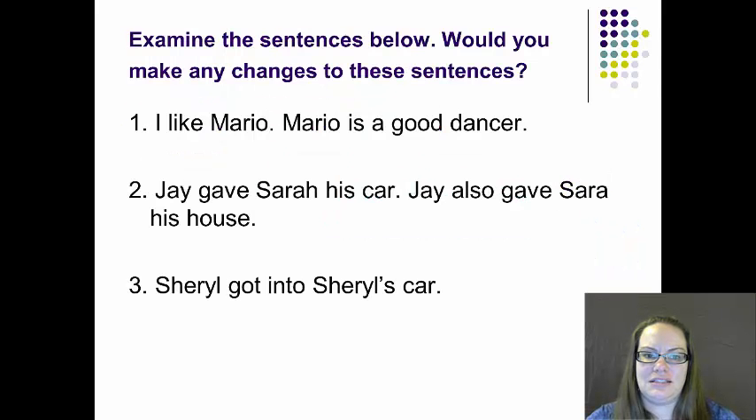Take a look at these sentences, see if there's anything that you would change. The first group, I like Mario, and Mario is a good dancer. Second group, Jay gave Sarah his car, Jay also gave Sarah his house. Third group, Cheryl got into Cheryl's car.